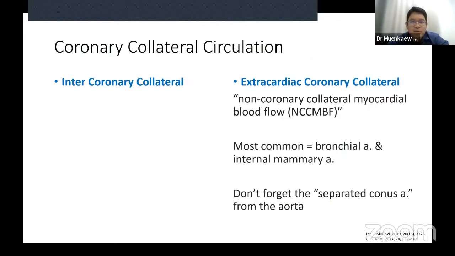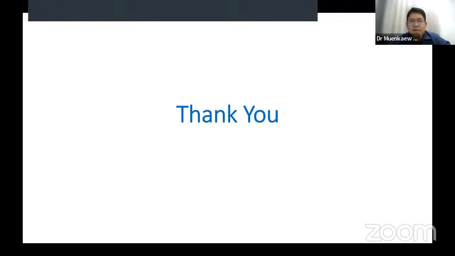And about the collateral circulation, you have to check both intercoronary collateral and the extracardiac coronary collateral. And the most common extracardiac coronary collaterals are the bronchial artery and the internal mammary artery. So if you cannot find it on the coronary angiogram, you have to check the CT, and don't forget the separated coronary artery from the aorta as well, as in this case. Thank you so much.